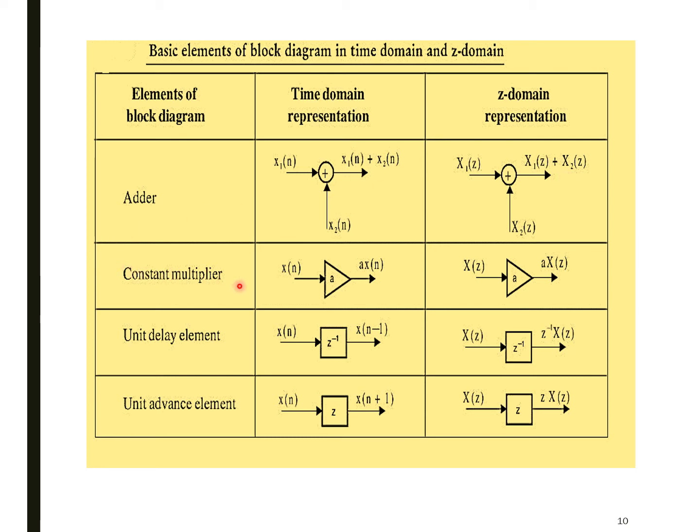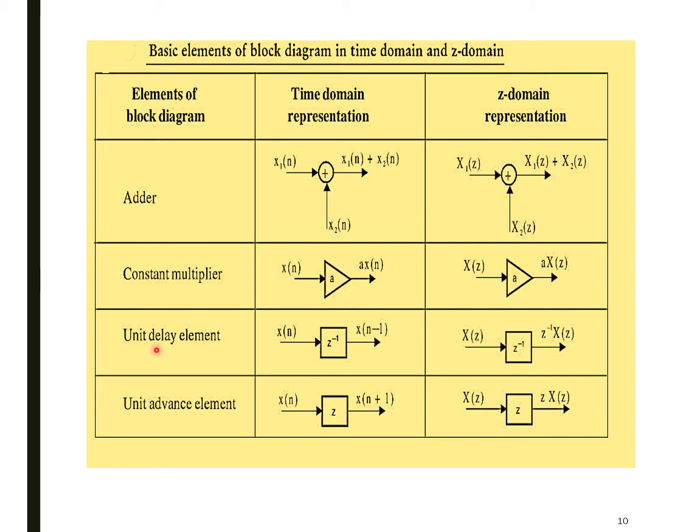What is a constant multiplier? So x of n is the input signal. It has to be scaled up by a multiplier a. If you put the coefficient inside a triangle, it becomes a multiplier. The arrow mark represents the input given as x of n. After multiplying it with the coefficient a, it becomes a into x of n. The same thing while taking Z transform: how is it getting transformed? X of z is going to be the input going through a multiplier a. The output of it will be a into X of z.